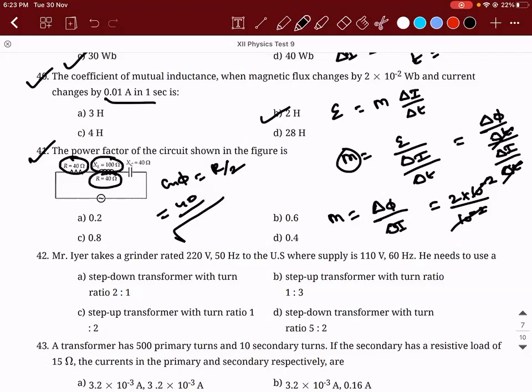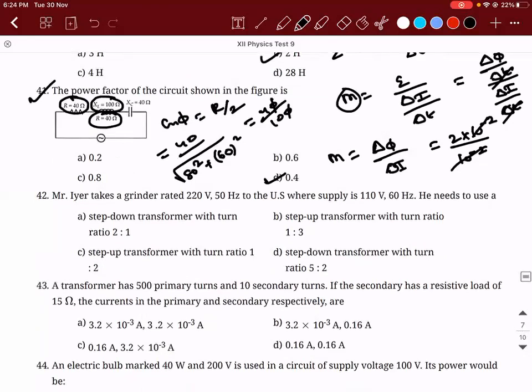This is an inductor which has some resistance. So it will be 80 square plus (XL minus XC) the whole square. 100 minus 40, the whole square, is 60 square. So 8, 6 and 10 are Pythagorean triplets. So 40 divided by 100, this will get cancelled. 2 divided by 5, 2 divided by 5 is 0.4, is the answer.